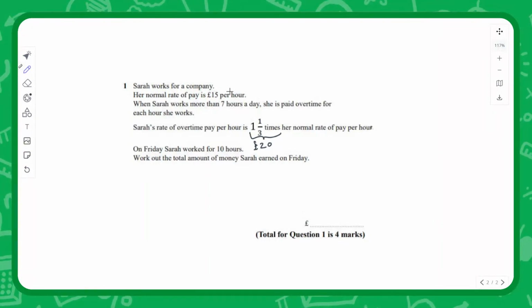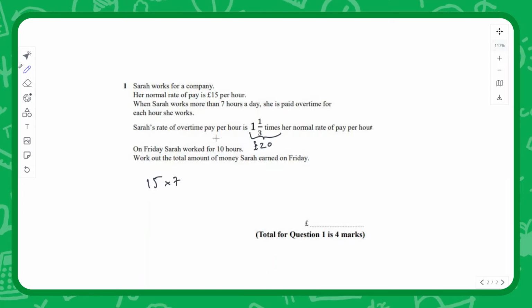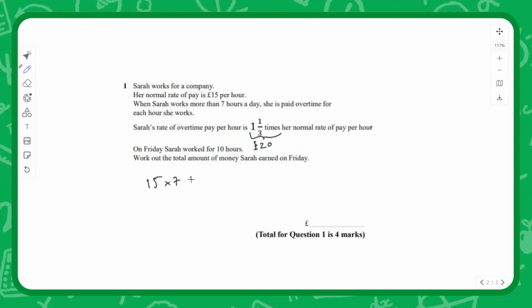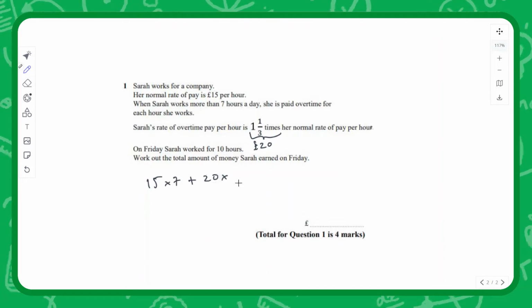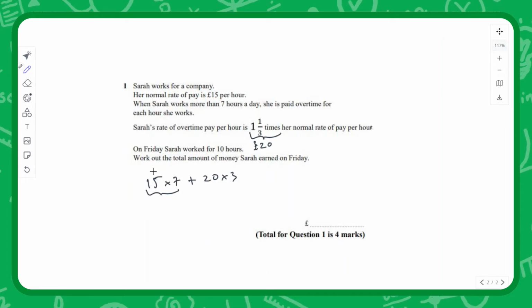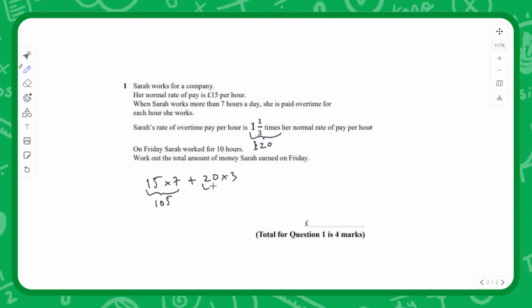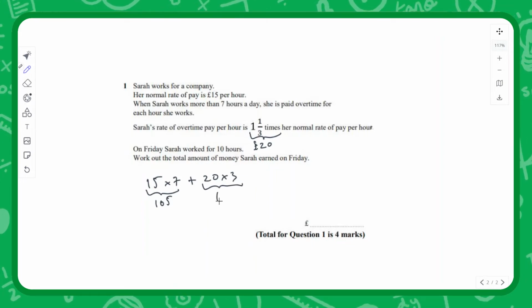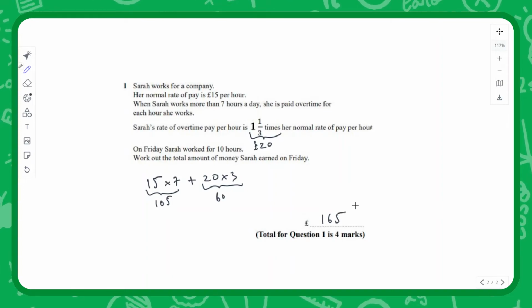And so all we're doing is taking our regular rate of £15 and timesing that by 7 hours for the first 7 hours. She does 10 hours in total, so she's going to have 3 hours. The last 3 hours are going to be at £20 per hour. 15 times 7 gives us 105, and 20 times 3 gives us 60. So in total, she gets £165.